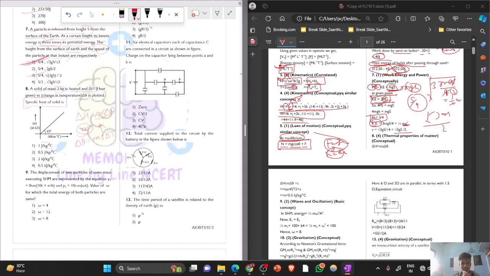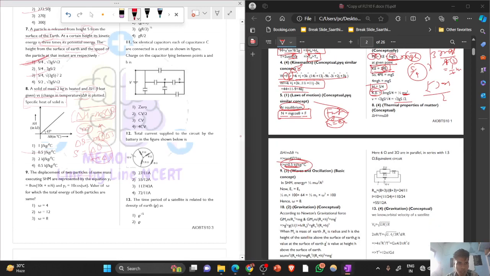The same formula is written here in different symbols. It doesn't matter. Symbol doesn't matter in physics, the concept matters. From here, you can calculate S. That will be delta Q upon m delta T. This is your S. From here, you can easily get the value of S. That will be 0.5. Option second will be your correct answer.